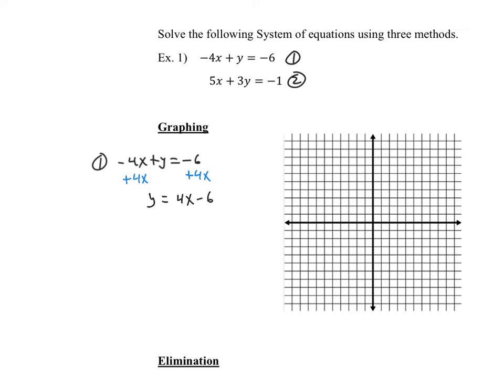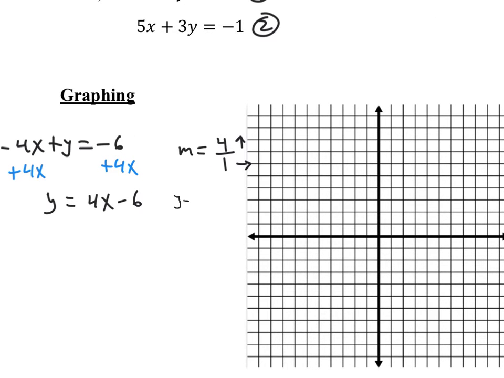There we go. And that leaves me with y equals 4x minus 6, in which case my slope is 4, but I like to write it as a fraction, 4 over 1, so you can see the rise and the run. This is your rise, and this is your run. Notice I went up because the 4 is positive, and right because the 1 is positive. Okay? And my y-intercept is (0, -6).